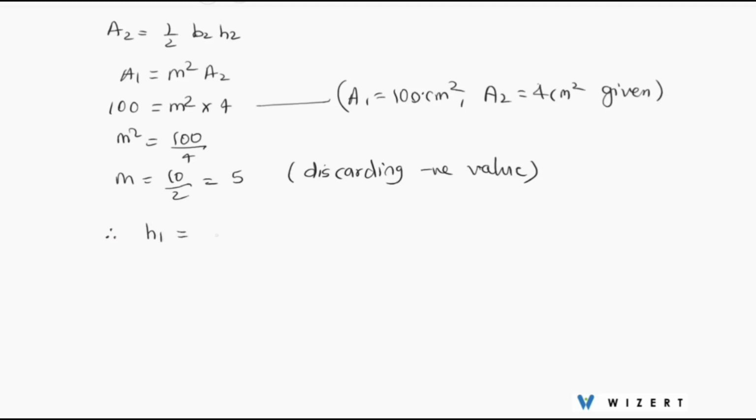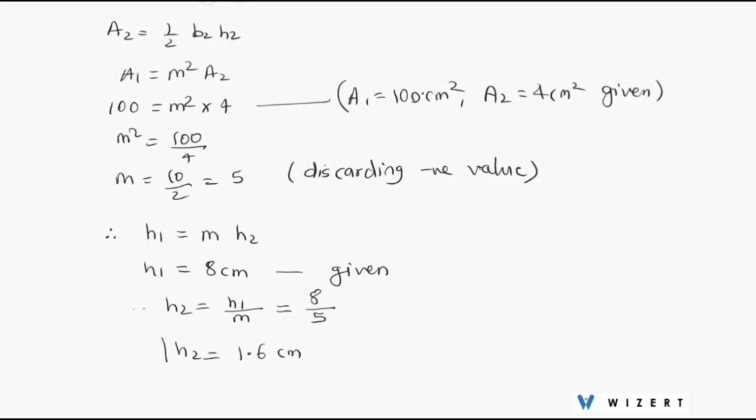Therefore, h1 is equal to m h2. h1 given as 8 centimeter. Therefore, h2 equal to h1 by m. Now we found m as 5, h1 as 8 given, so 8 by 5, which is equal to, we get 5 ones are 5, 3 remains, 5 sixes are 30. So h2 is 1.6 centimeter.